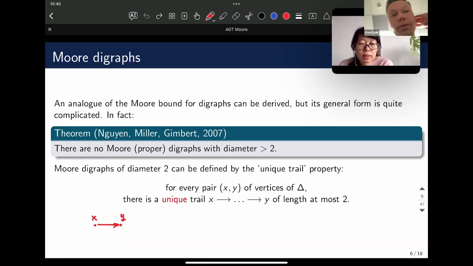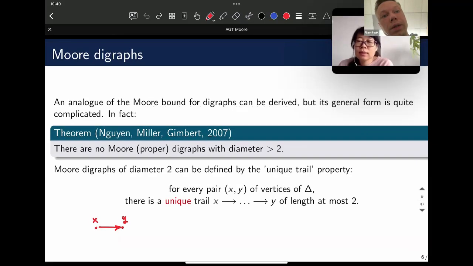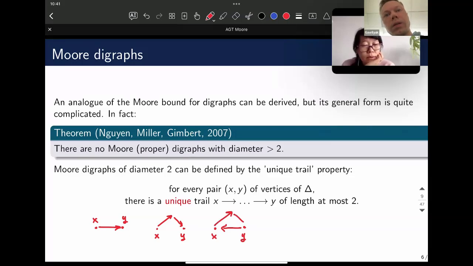Then if we have, for example, a pair of non-adjacent vertices x and y, then they may be connected by a unique trail of length 2, like this. Or if there is an arc from y to x, then they will be connected by a unique trail of length 2, again, like in this picture.